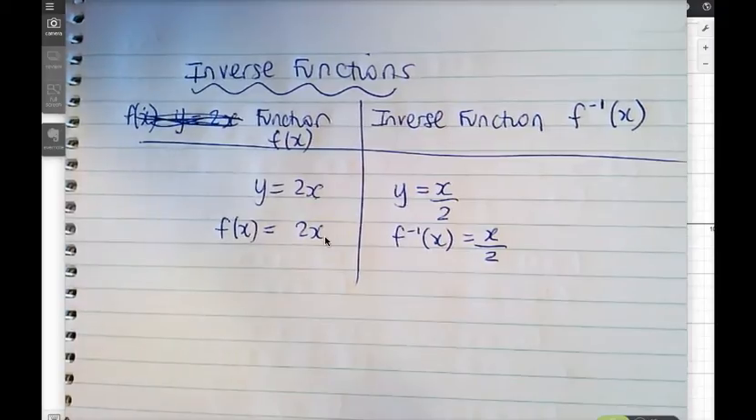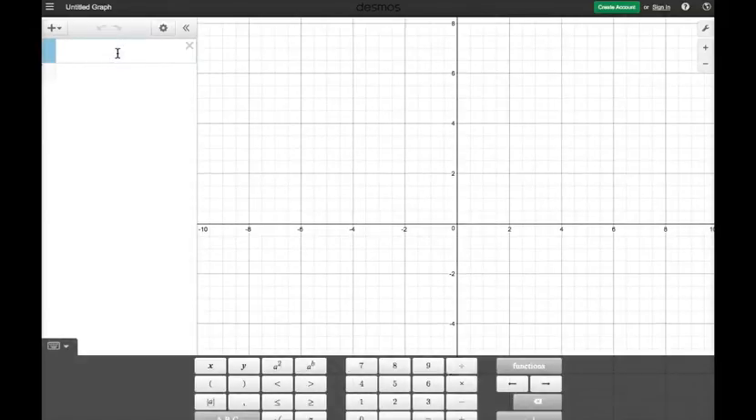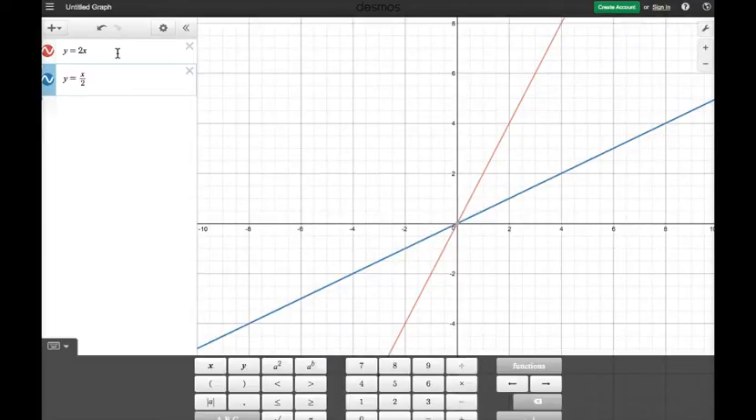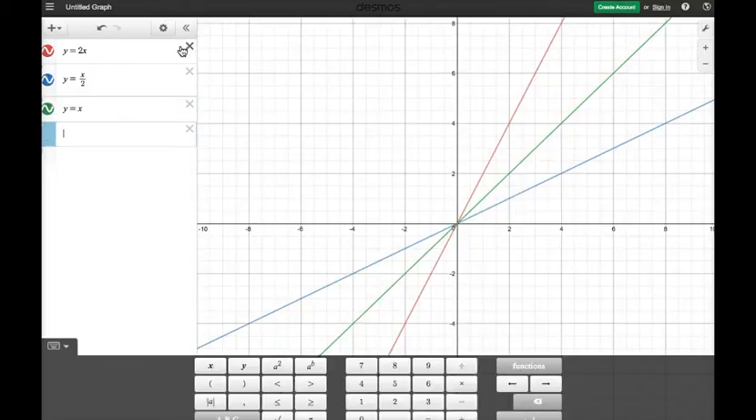Now I'm going to put these on Desmos. I'm going to graph y equals 2x and y equals x on 2 on Desmos, and you're going to see the relationship between them. I'm in Desmos, free beautiful maths. Y equals 2x is my first graph, a straight line. That's the red one. My inverse function is y equals x divided by 2, the blue graph. And now I'm going to draw the line y equals x as well in another colour, green.